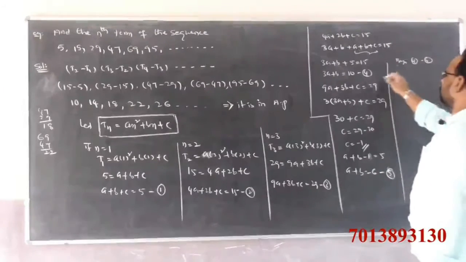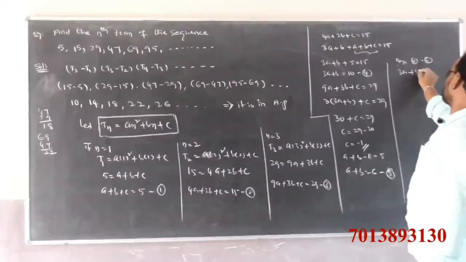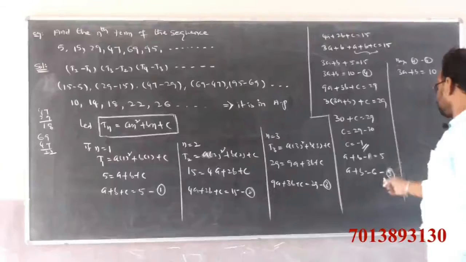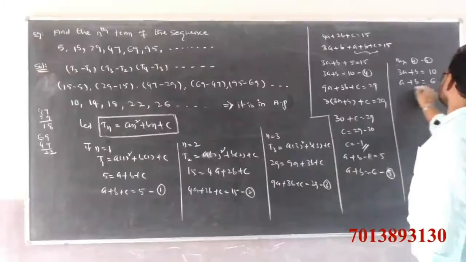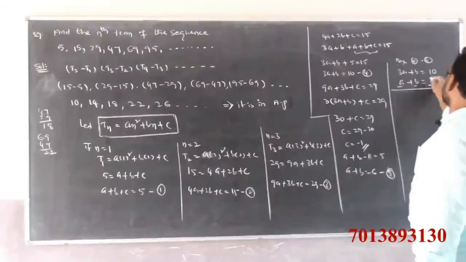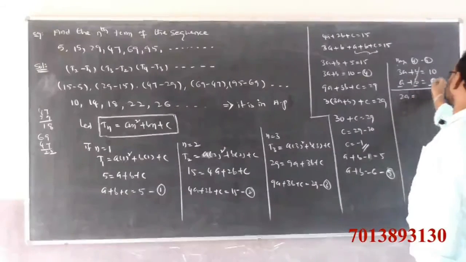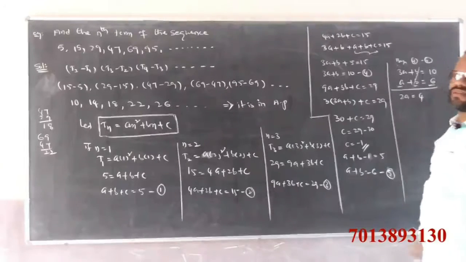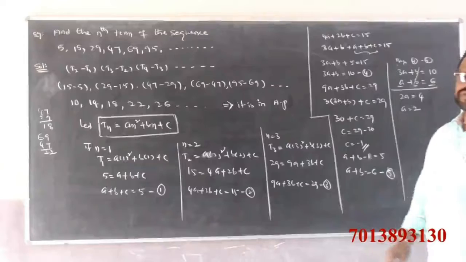4 minus 5. Here, the fourth one is 3A plus B is equal to 10. The fifth one is A plus B is equal to 6. Subtracting, B gets cancelled. 3A minus A is nothing but 2A is equal to 10 minus 6, which is 4. A is equal to how much? 2. A is equal to 2.